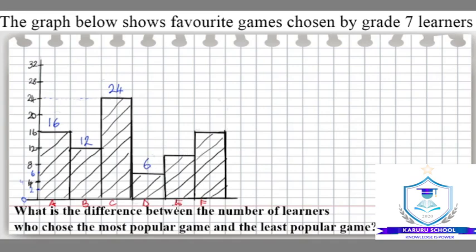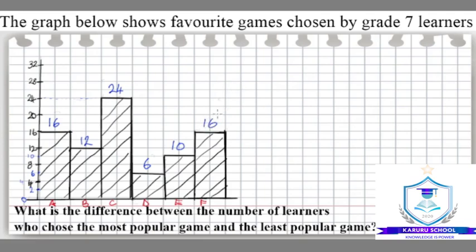And then to get the number of learners who preferred game E, we will do the same. So we have here 8, and midway we have 10. So here we have 10 as the number of learners who preferred game E. And then to identify the number of learners who preferred game F, we will need to read from the y-axis, and this is equal to 16 learners.